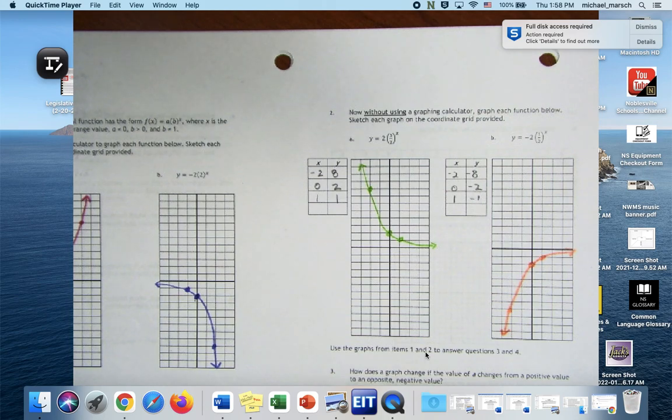Everything okay? My graph doesn't look the same, but it looks like not the same at all. Okay, bring it over here. Let's see.